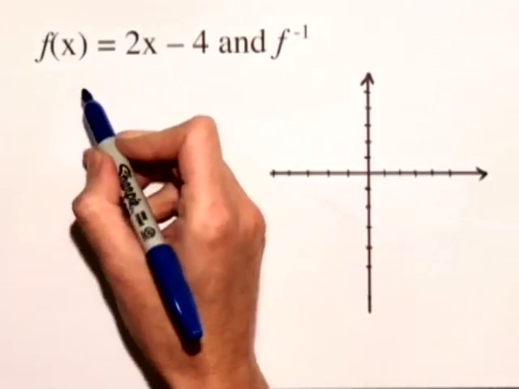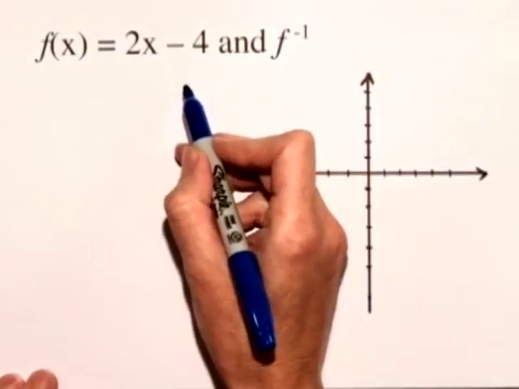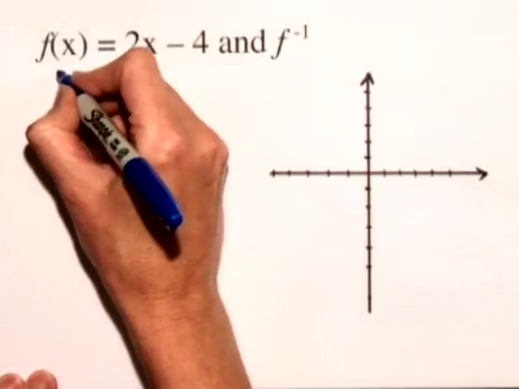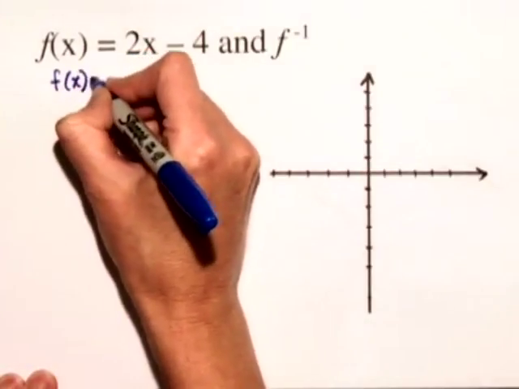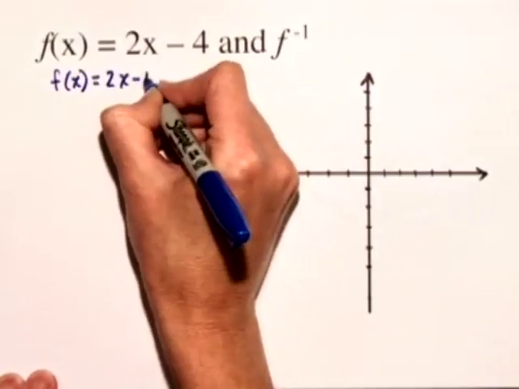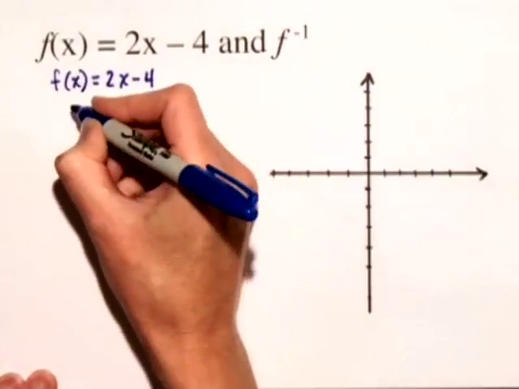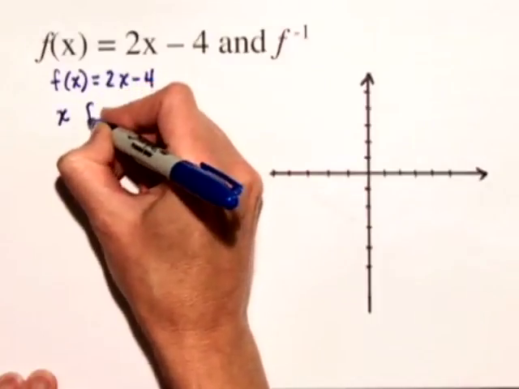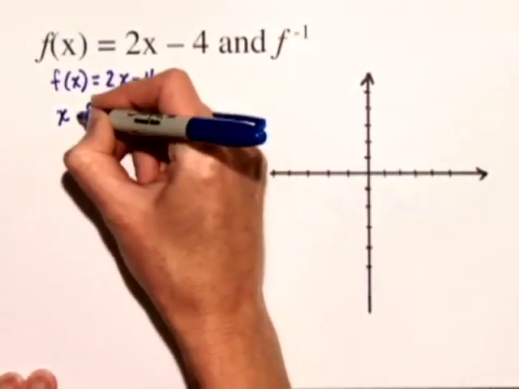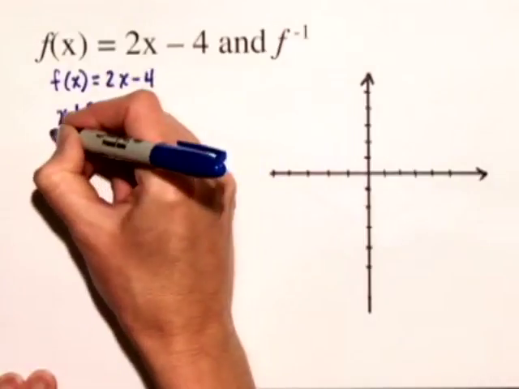In this example, we'll be graphing a function and its inverse on the same xy coordinate system, and then we'll state the domain and the range of each function. So first we have f of x is equal to 2x minus 4, and I'm going to graph this function in blue. We can see that this is a linear equation, and we really only need 2 points in order to graph it, but I'll come up with a couple more points just so we can see a pattern.